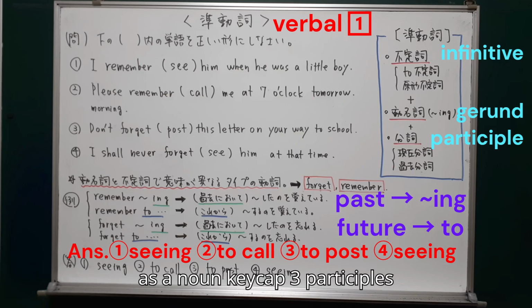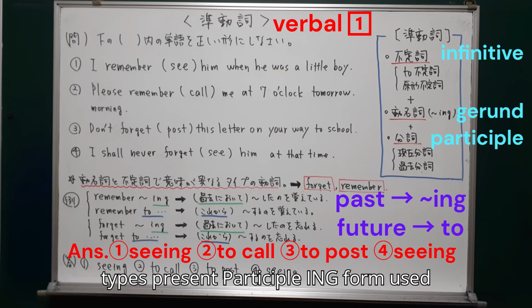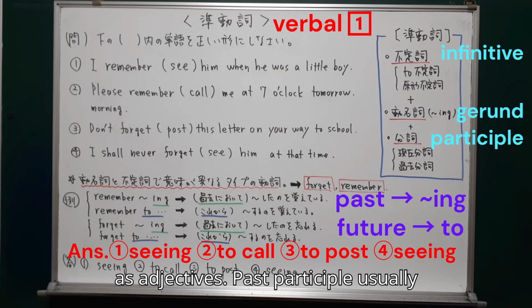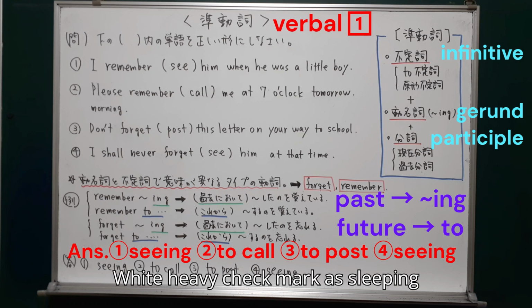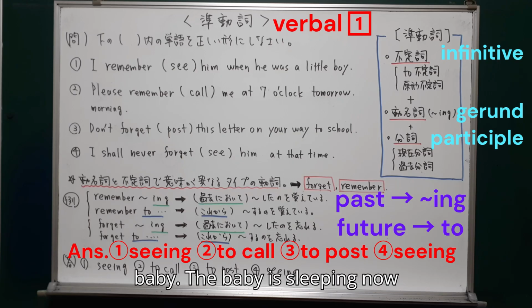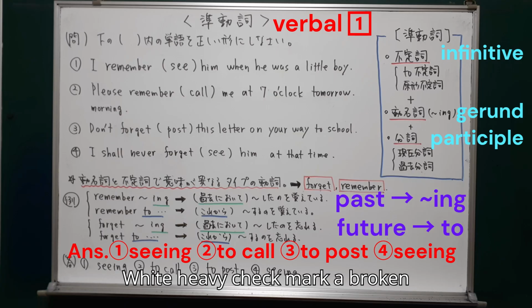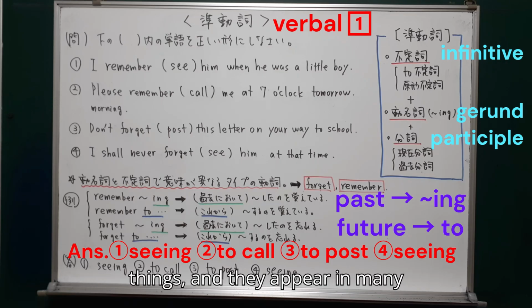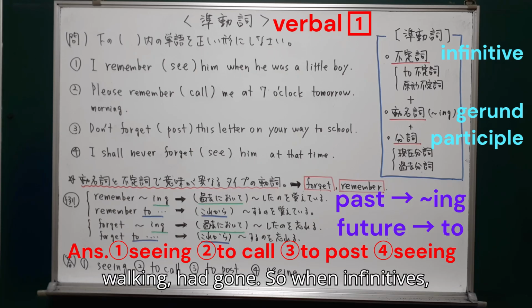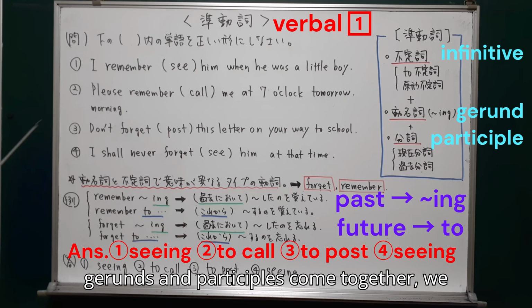Number 3. Participles. Now, participles. There are two types. Present participle, ing form, used as adjectives. Past participle, usually ed form, also used as adjectives. Examples: a sleeping baby. The baby is sleeping now. A broken window. The window is not in good shape. Participles help us describe things, and they appear in many tenses too, like has eaten, was walking, had gone. So when infinitives, gerunds, and participles come together, we call them verbals.